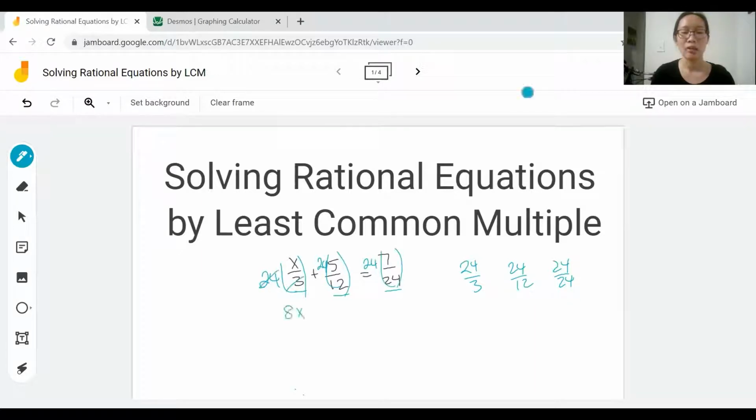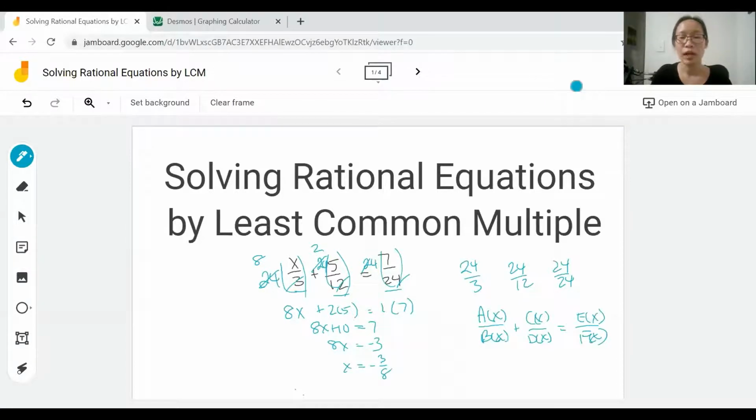In my first term, I'm left with 8x. In my second term, I'm left with 2 times 5. In my third term, I'm left with 1 times 7. So this gives me 8x plus 10 is equal to 7, or 8x is equal to negative 3, or x is equal to negative 3/8.